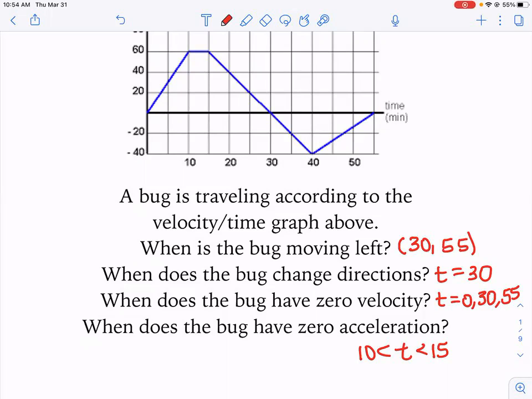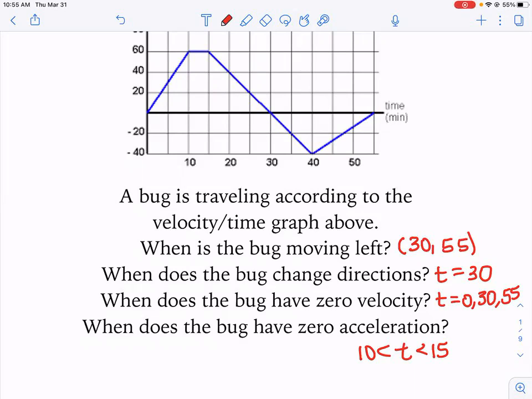Okay, let me ask you another question. I want you to think about at time is 20. Is the bug speeding up or slowing down? Think about it in your head. Tiernan, speeding up or slowing down? Slowing down. Aaron, why? Because the velocity is positive. Slope is negative. Okay, velocity is positive, but acceleration is negative.